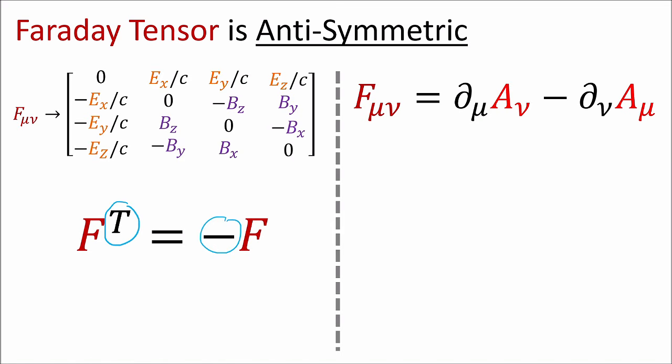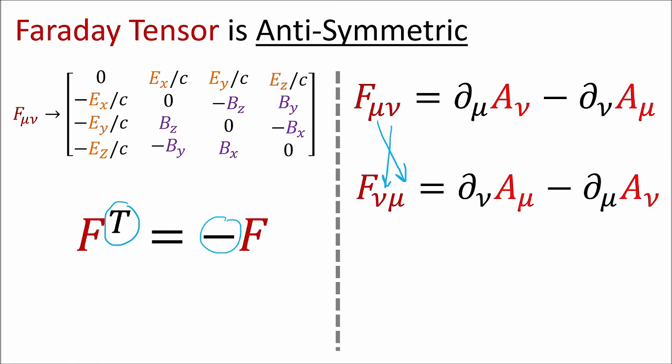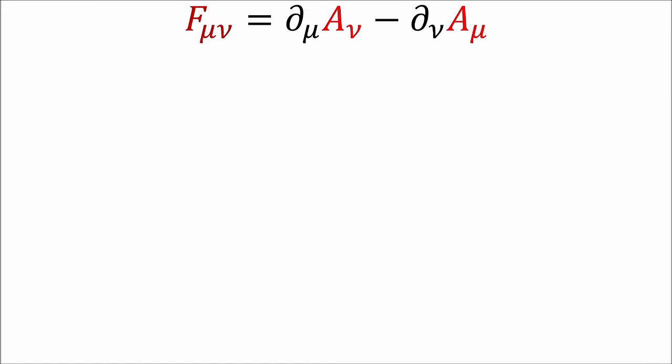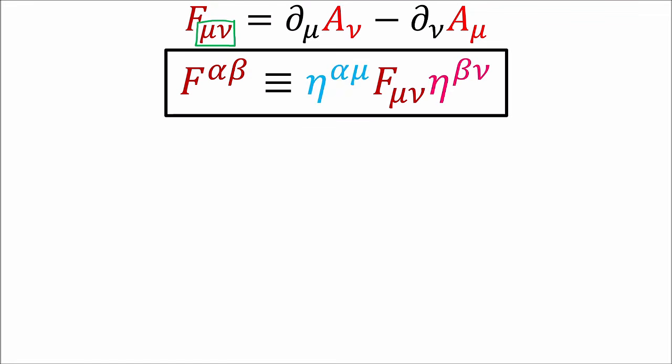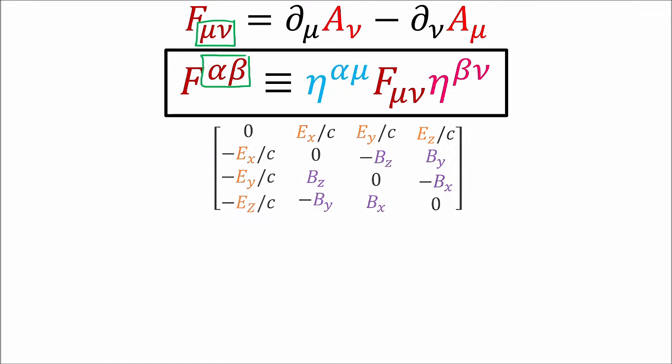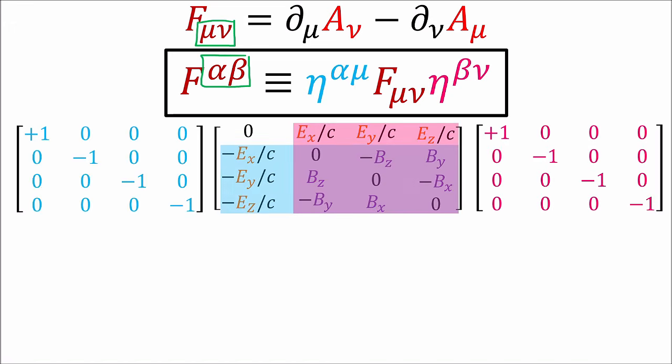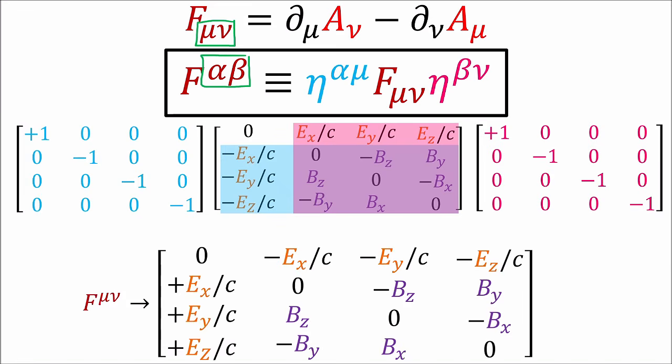Another way of saying this is that swapping the 2 tensor indices gives us a negative sign. Now, this is the Faraday tensor with lower indices, but we can also write it with upper indices using 2 summations with the Minkowski metric. In matrix form, the left metric gives negative signs to these rows, and the right metric gives negative signs to these columns. In the end, the B terms get 2 negative signs, so their signs are unchanged. But the E terms each get 1 negative sign, so their signs are flipped.